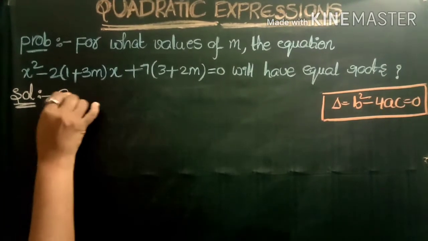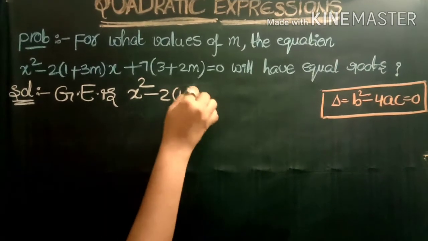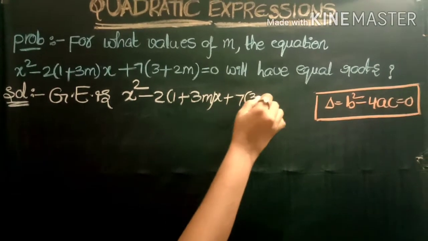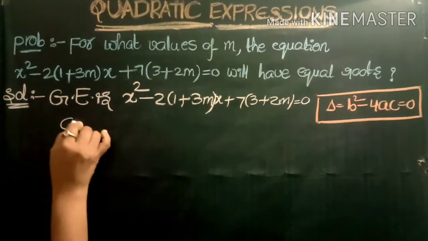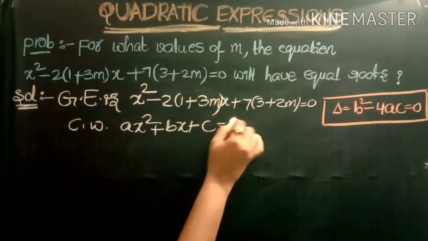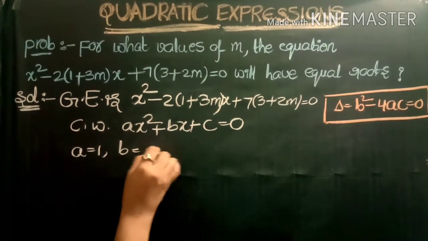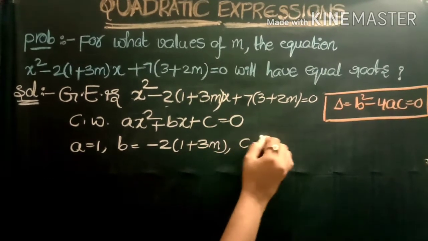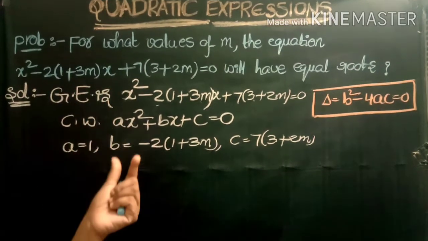So first I take the given equation here. The given equation is x² - 2(1 + 3m)x + 7(3 + 2m) = 0. First we compare this equation with ax² + bx + c = 0. Then the values of a, b, c are: a = 1, the x² coefficient, b = -2(1 + 3m), the x coefficient, and c = the constant 7(3 + 2m).